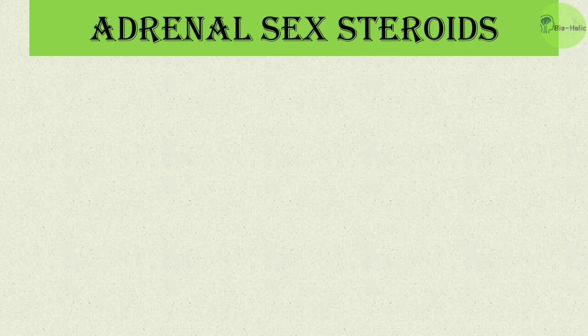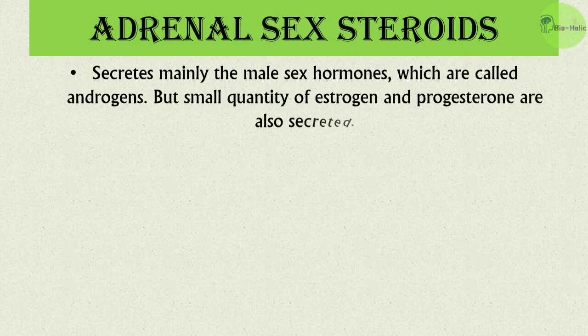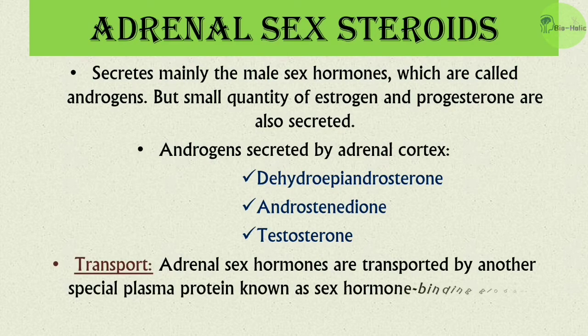Now lastly, the adrenal sex steroids. The adrenal gland secretes mainly the male sex hormones, which are called androgens, but small quantities of estrogen and progesterone are also secreted. Androgens that are secreted from the adrenal cortex are dehydroepiandrosterone, androstenedione, and a little amount of testosterone too. The adrenal sex hormones are transported by another special plasma protein known as sex hormone binding globulin.